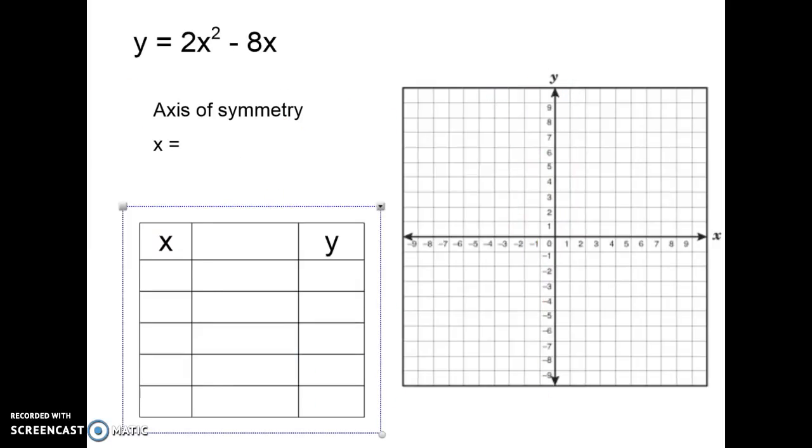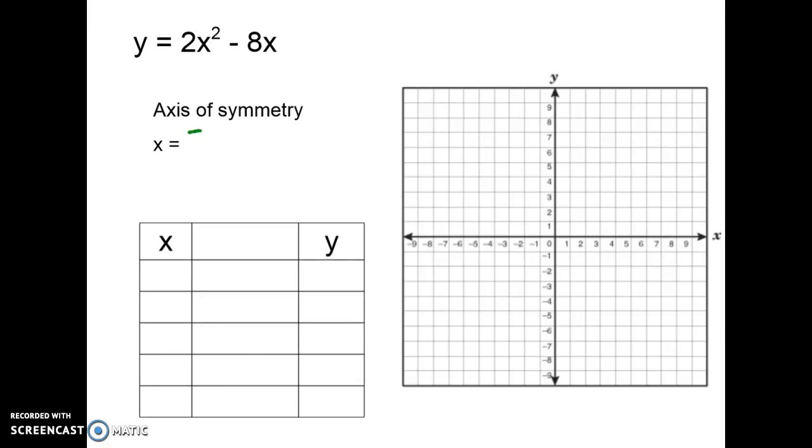So this next one, we have 2x squared minus 8x. So once again, the first thing we're going to have to do is find our axis of symmetry, that's going to be the opposite of negative 8 over 2 times our a, which is 2. So that is going to be opposite of negative 8 is going to be a positive 8 divided by 2 times 2, which is 4, which is going to be 2. So x is going to equal 2.